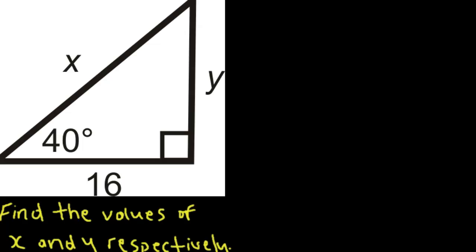Notice we are given the adjacent. That's what the 16 represents, right? So we are given the adjacent. So I'm going to find the x first. And x would represent what? X would represent the hypotenuse. So we are given the adjacent, and then this side represents the hypotenuse side. Right? So that's cos.